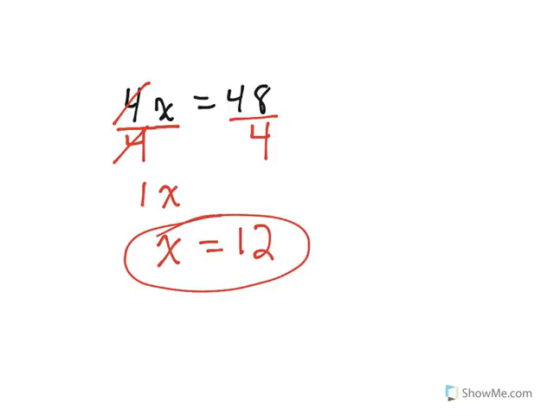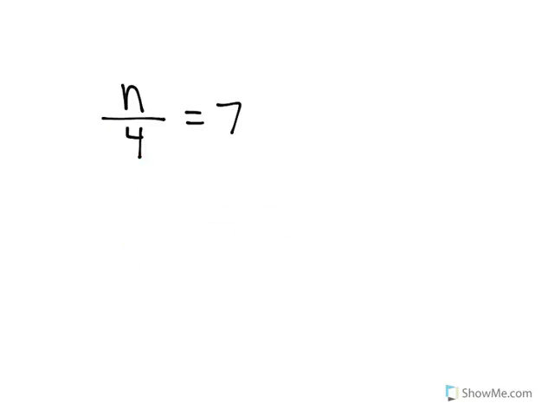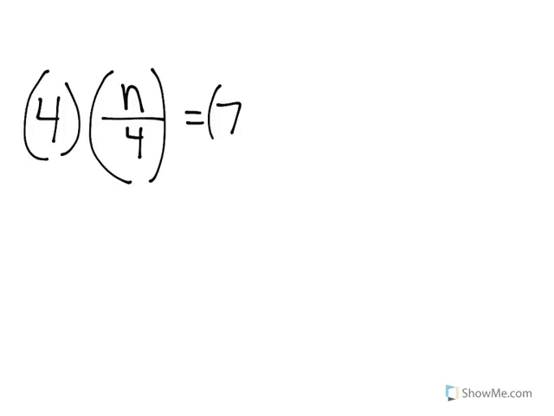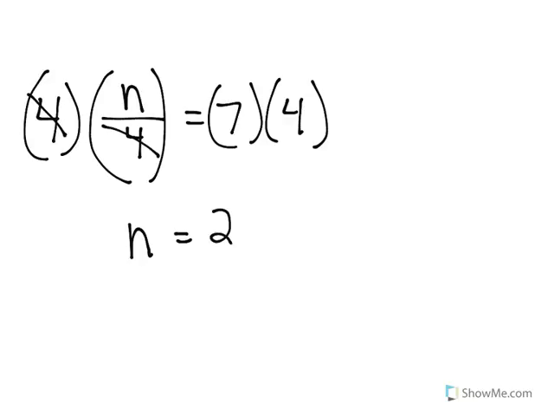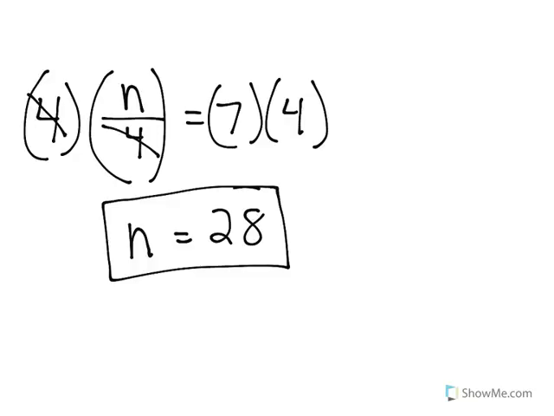x equals 12. Another example, n divided by 4 equals 7. Instead of dividing by 4, we are going to multiply by 4, both sides of the equal sign. The 4's reduce out, leaving just the n, and on the other side, 7 times 4 is 28. n equals 28.